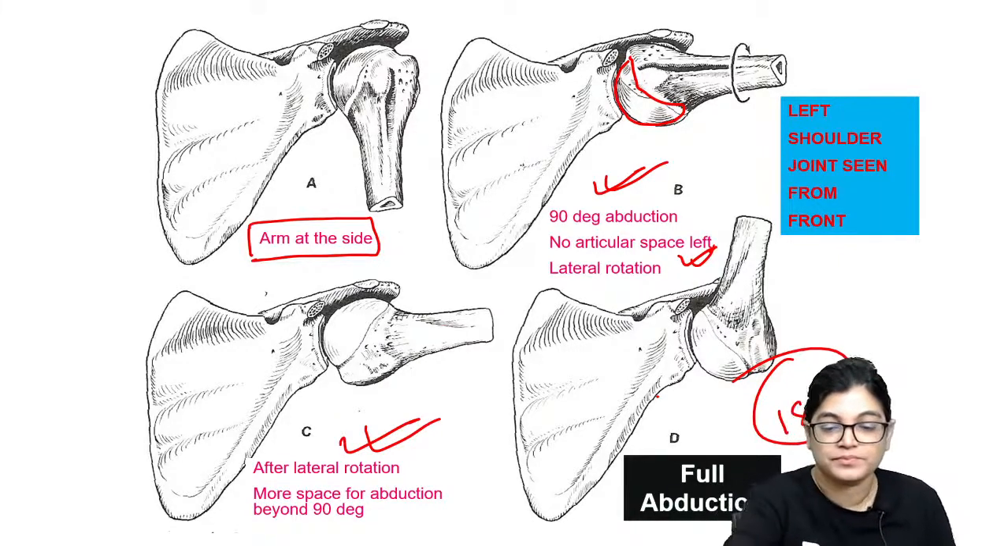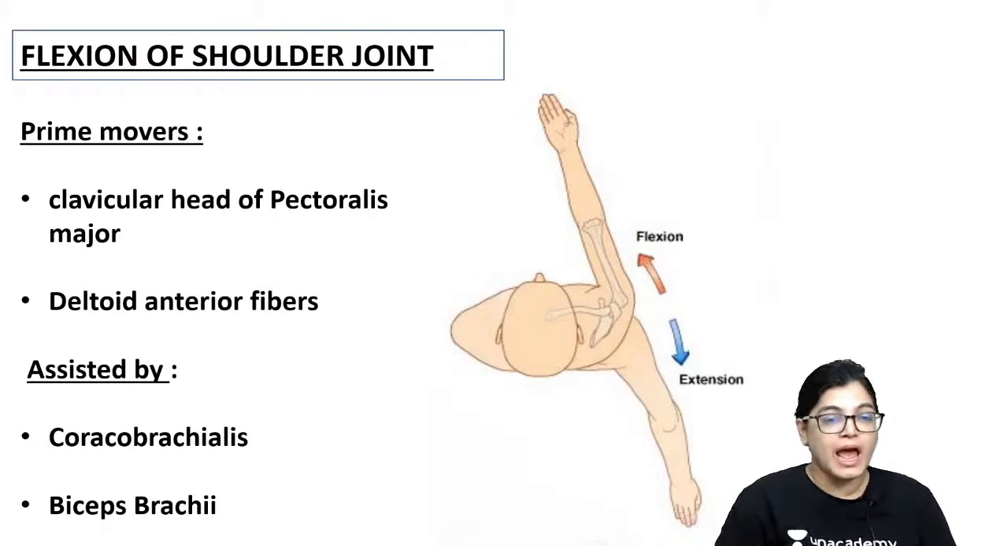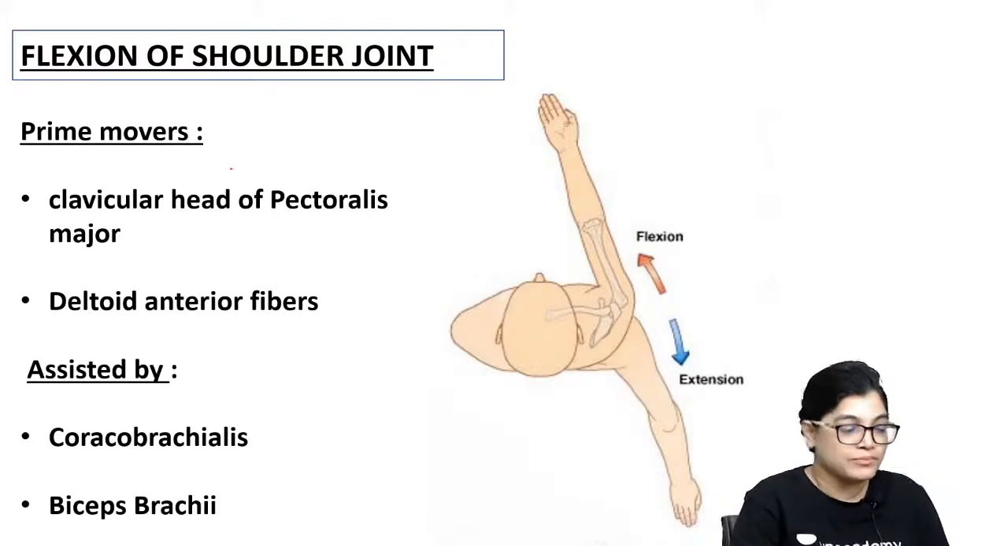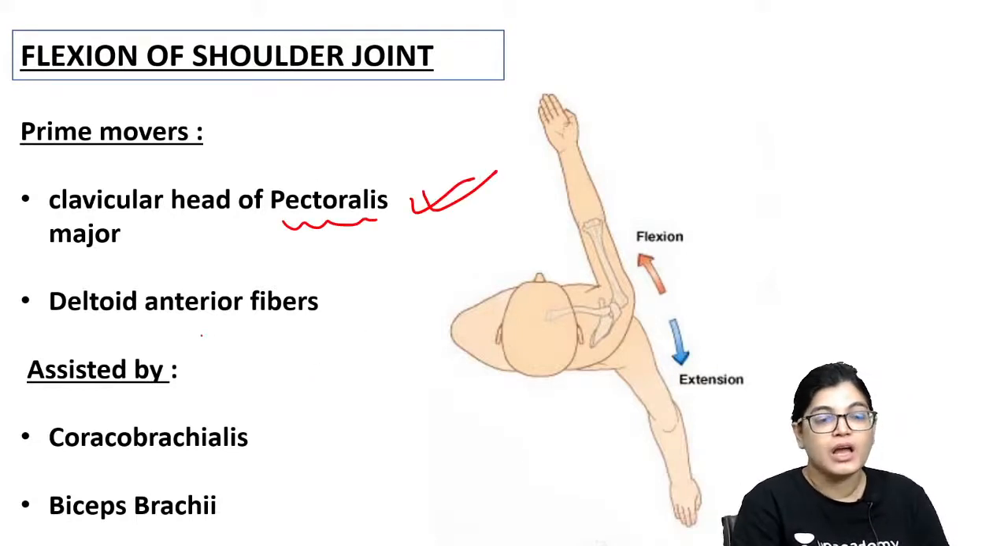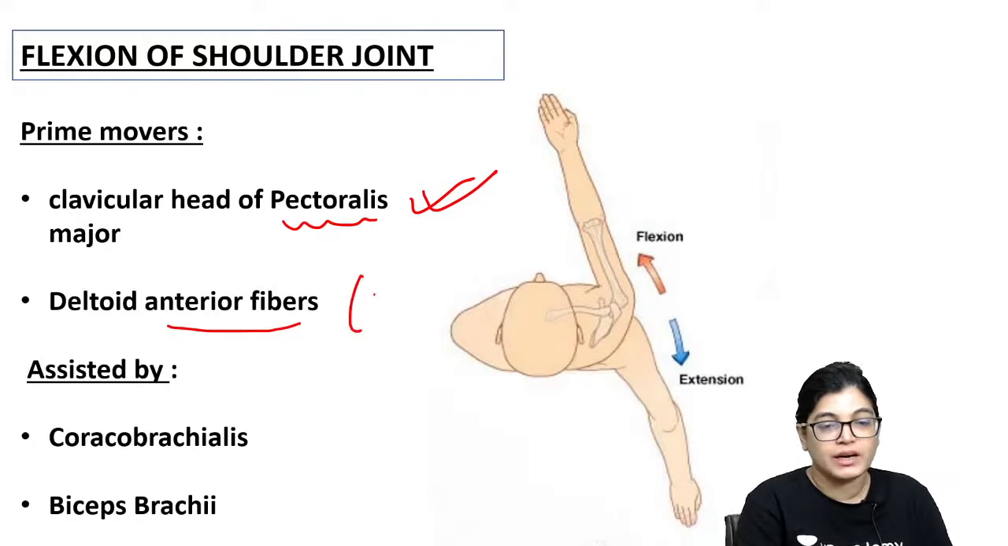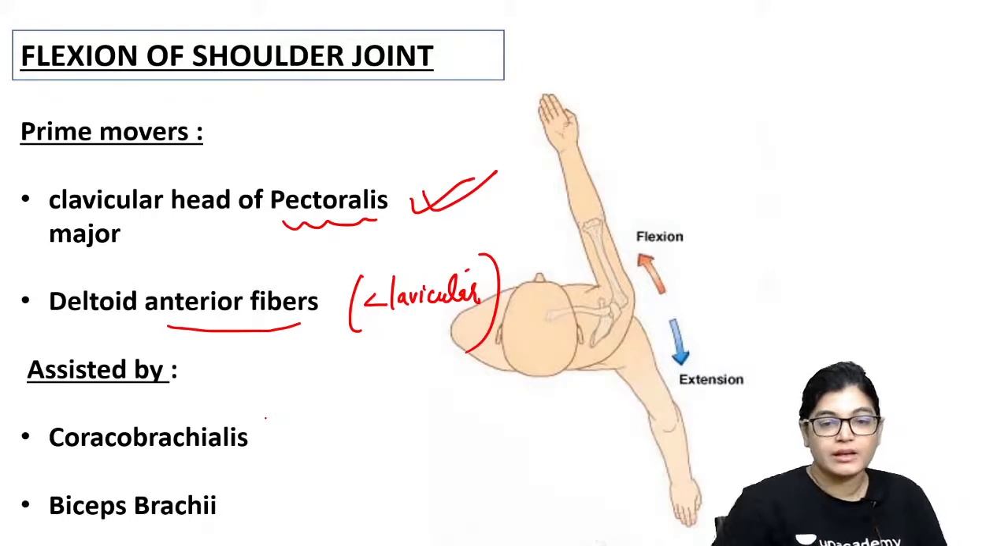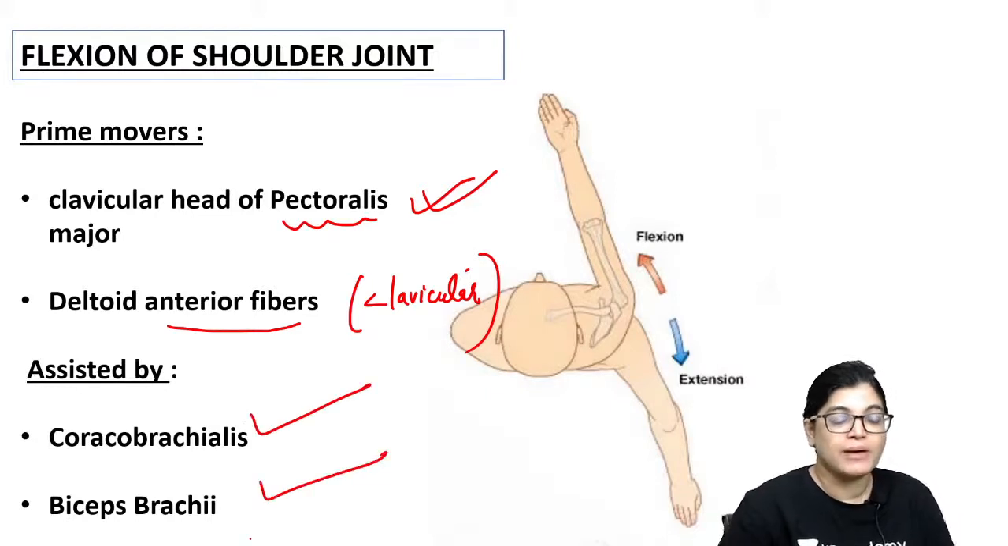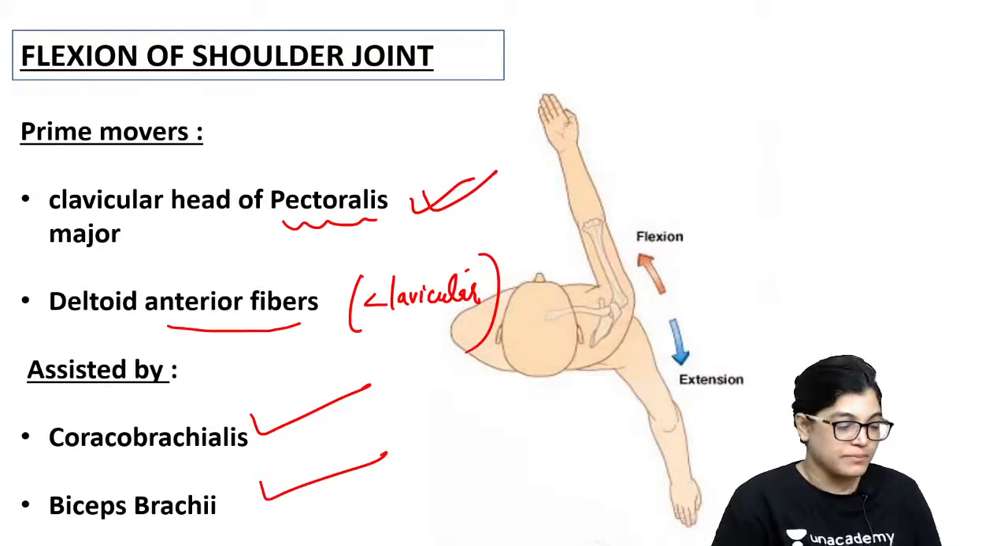Now coming to flexion and extension of the shoulder joint. The prime muscles performing flexion, as I told you, are the clavicular head of pectoralis major and the anterior fibers of deltoid, also called the clavicular fibers of deltoid. In flexion, the arm is moved forward, and when the arm is moved backward, it is called extension. The movement of flexion is assisted by coracobrachialis and biceps brachii muscle.